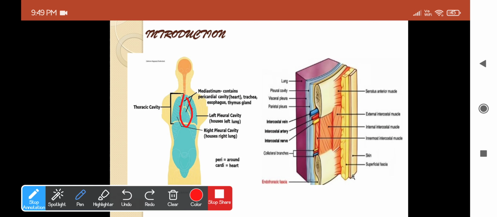So where is the pleura present? The pleura, we know, is a double layered covering which is completely enclosing the lung, right? So let's see this thoracic wall to get more detail.